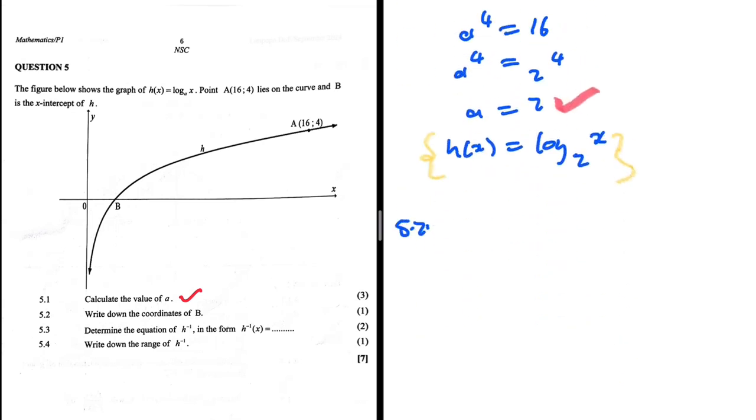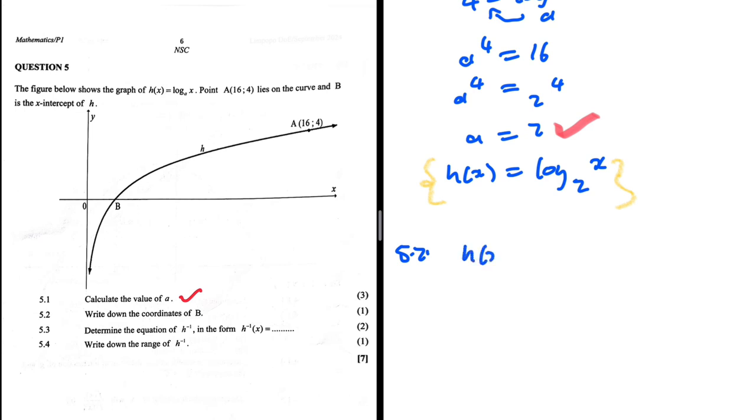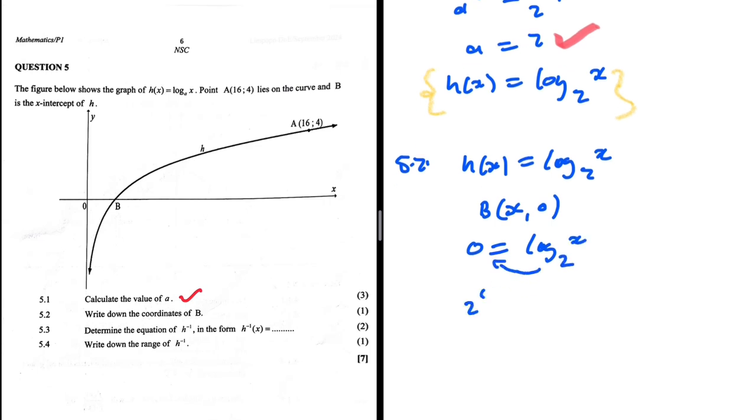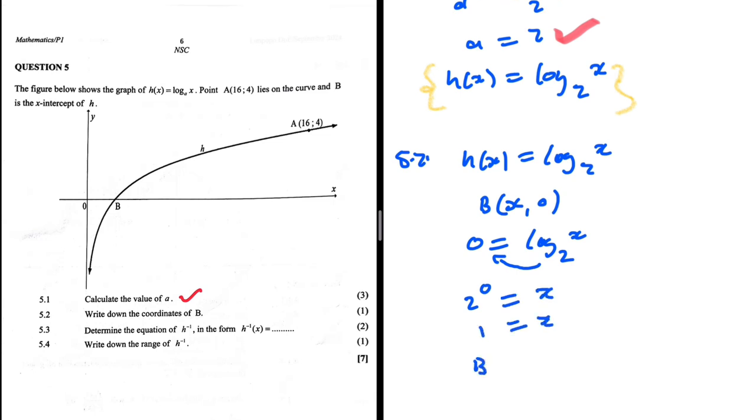5.2, write down the coordinates of B. Okay, we now know that h of x is log of x base 2, as I've stated. Now we need the coordinates of B. B is the x-intercept. What do we know about the x-intercept? y is equal to 0. So the coordinates of B, we have x and 0. Let's substitute that into the equation and find x. y is 0, log of x base 2. Again, applying this log law, 2 to the power 0 is equal to x. 1 is equal to x. So the coordinates of B, we have 1 as the x value and 0 as the y value.